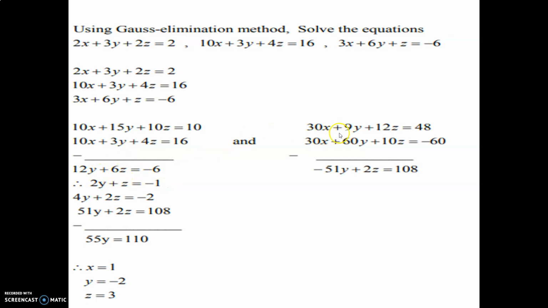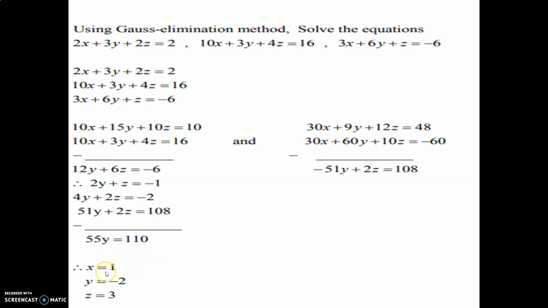We consider the first equation and multiply it by 15, so we get 13x plus 9y plus 12z equal to 48, and 13x plus 60y plus 10z equal to minus 60. We derive minus 51y plus 2z equal to 108. Now we solve these two equations in y and z simultaneously: 4y plus 2z equal to minus 2, 15y plus 2z equal to 108. So we get 55y equal to 110.